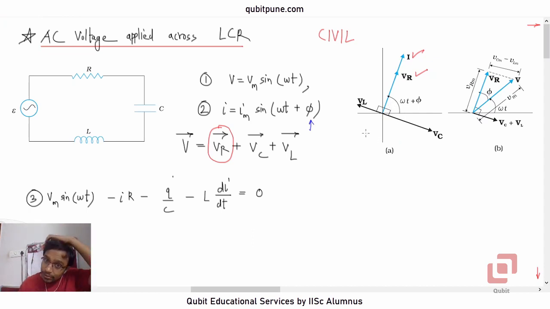Now please note, here we have not yet shown the main voltage phasor in figure A. Instead, we have shown four phasors: the phasor voltage across R, the phasor voltage across C, the phasor voltage across L, and the instantaneous current, because instantaneous current is the same. Because this is not a parallel combination, this is a series combination. Is that clear?